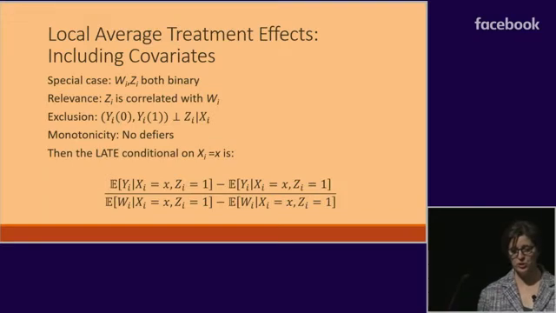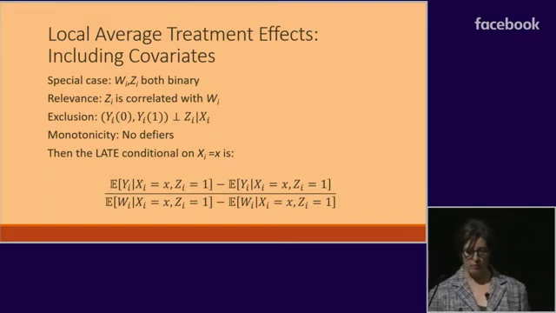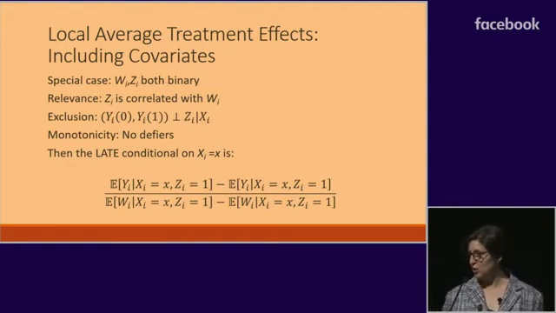Now, I can also do this conditional on covariates, and that's what I'm showing here. And that's going to be what's going to be more interesting from the machine learning perspective. I might actually have a lot of covariates, and I might be interested in heterogeneous treatment effects.